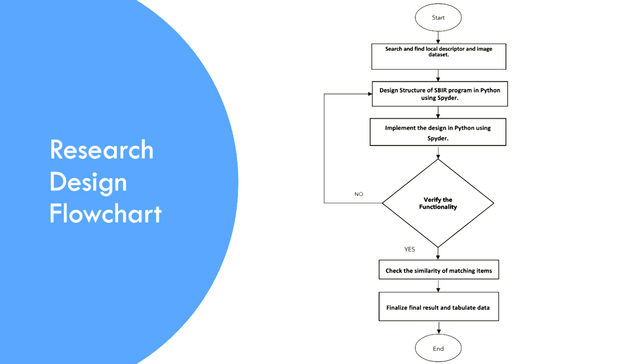So we run to see whether the descriptor coding works or not. After that, we verify the functionality. If yes, we go through to the next step, and if no, we design back the structure of the program. After the functionality is okay, we check the similarity of the matching items, and then we finalize the result and tabulate all the data that we compare amongst the local descriptors.